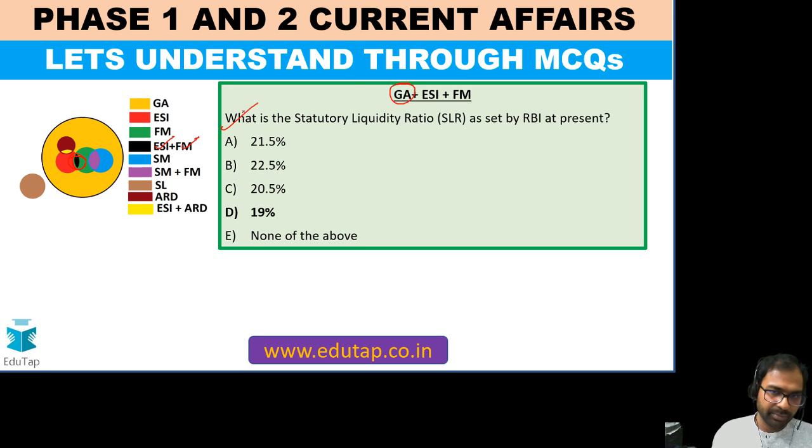Let's see this question. What is the SLR, that is statutory liquidity ratio, as set by RBI at present? The correct answer is 19%. Why can this question be asked in ESI? Link it with the topic of ESI, the syllabus of ESI. Which topic has been kept in mind while framing this question? Tell me.